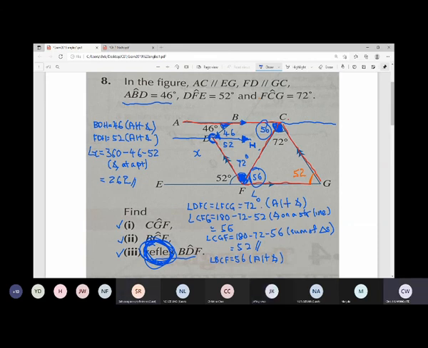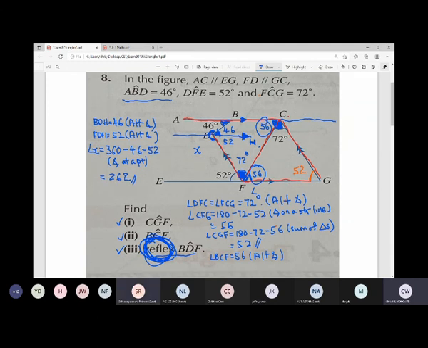Okay, can you copy this first before I give you the next one? Are you copying this one? I give you some time first. Your exam is like that. Tell you first, I erase this and make it neater.